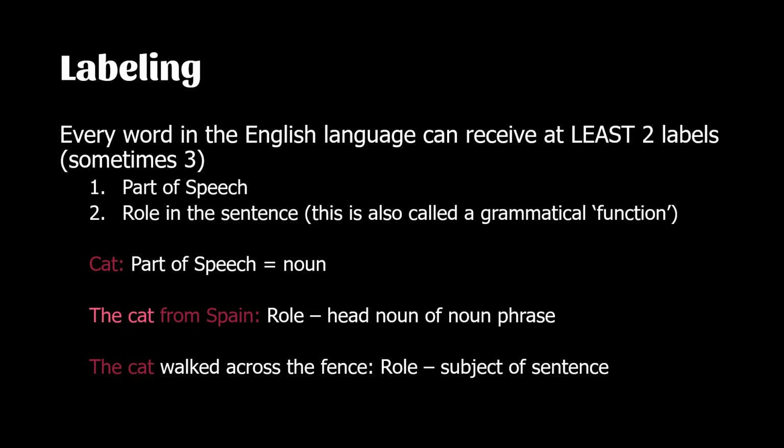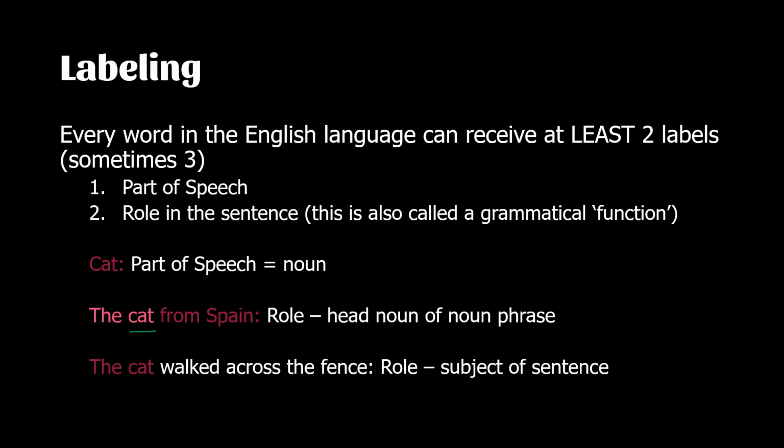The word cat. This is a noun. If I add it in a group of words, the cat from Spain, now the role of this is the head noun of a noun phrase. It's called a head noun because the cat from Spain is still all about the cat. The word the helps it be specific. The words from Spain give it some more details and some characteristics of its origin. As a whole, the cat from Spain is a noun phrase, but cat is the head noun.